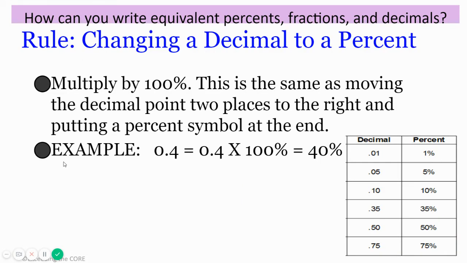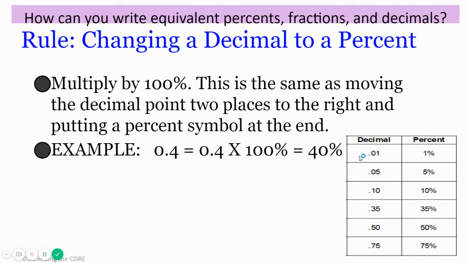So how do I change a decimal to a percent? Multiply your decimal times 100. This is the same as moving your decimal point 2 places to the right and putting a percent symbol at the end. So if you have 0.4 and multiply that by 100%, move your decimal place to the right twice, you would have 40%.